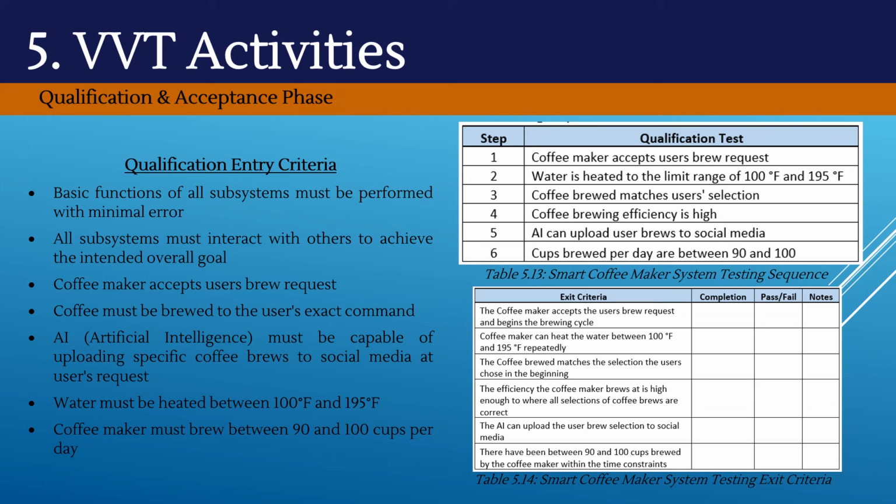Some of the criteria we noted, such as the coffee maker can heat the water between 100 Fahrenheit to 195 Fahrenheit repeatedly. With this exit criteria, is it completed, pass or fail, and again, any notes that may have been observed when it was run.